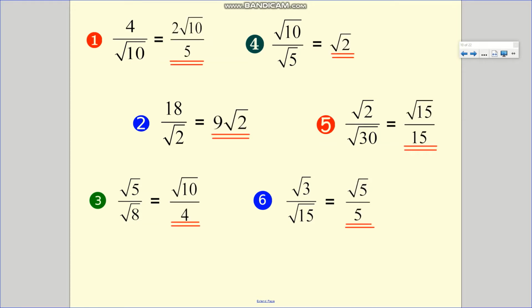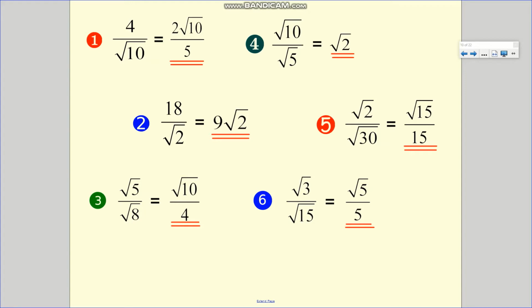Here we have the answers. The first one, 2 root 10 over 5. The second one, 9 root 2. The third one, root 10 over 4. The fourth one, root 2. The fifth one, root 15 over 15. And the sixth one, root 5 over 5.